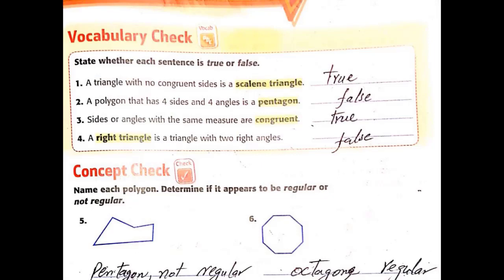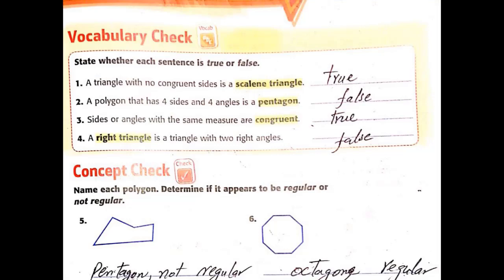Number 3. Sides or angles with the same measure are congruent. True, because congruent means equal. If the sides are equal, it is congruent. Angles are equal, they are also called congruent.